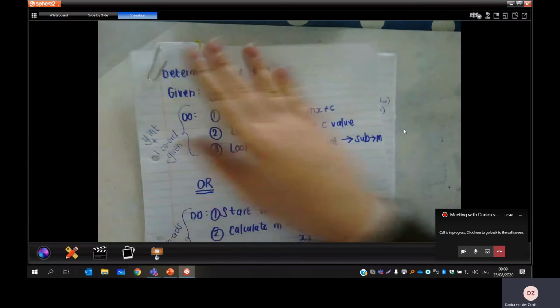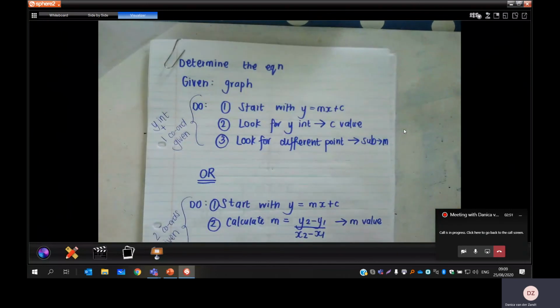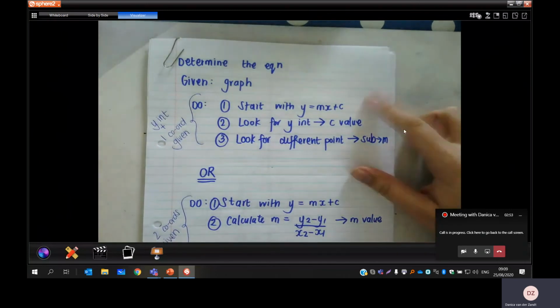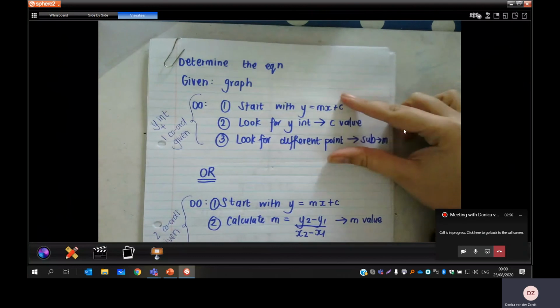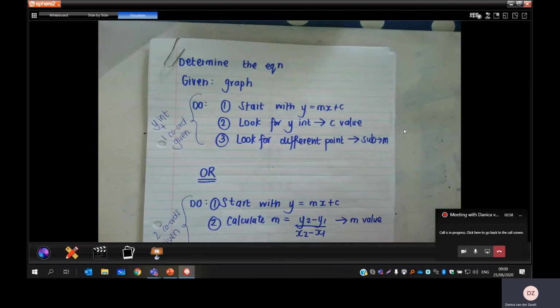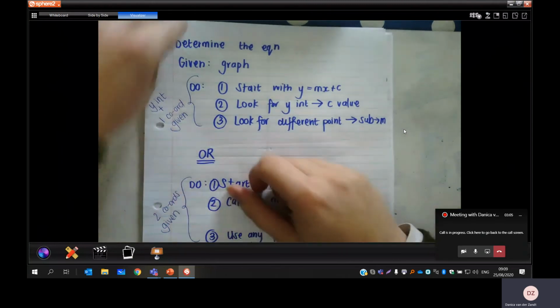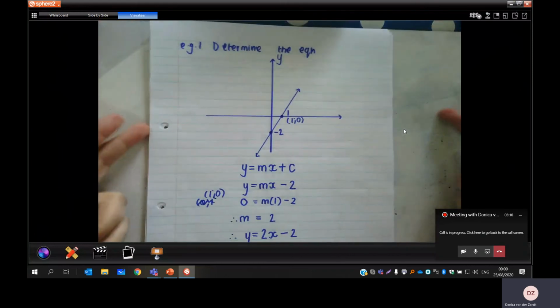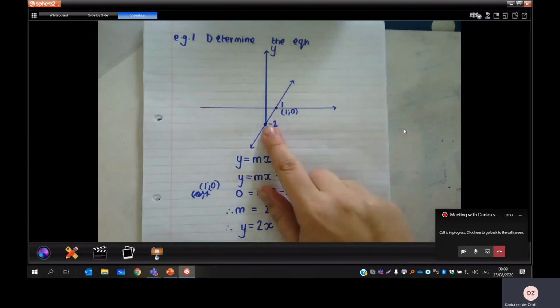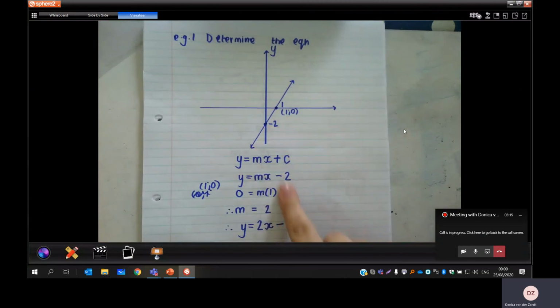Then we started looking at how to determine the equation. We first wrote down the 2 separate methods where one, the y-intercept is given, and then we substitute in a point, or the y-intercept is not given, we calculate the gradient and substitute in any point. There was our first example that we did. I gave you a graph, I gave you the y-intercept, so we took the point, substituted in, solved for the gradient, and therefore wrote our final equation down.